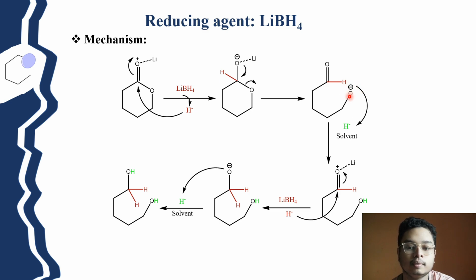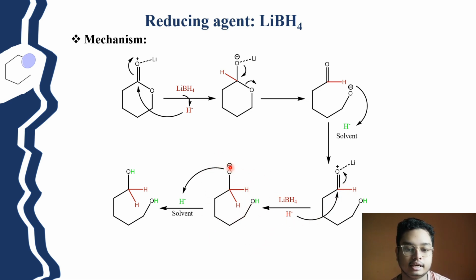Now this O minus is quenched by taking a proton from the solvent itself, so it will generate an aldehyde, and here you can see that OH is there. But as we know, LiBH4 reduces ester directly to alcohol, so that means the medium containing LiBH4 will again transfer hydride here. First it will coordinate with the aldehyde oxygen to increase the electrophilicity, and then the hydride attacks to generate this type of intermediate.